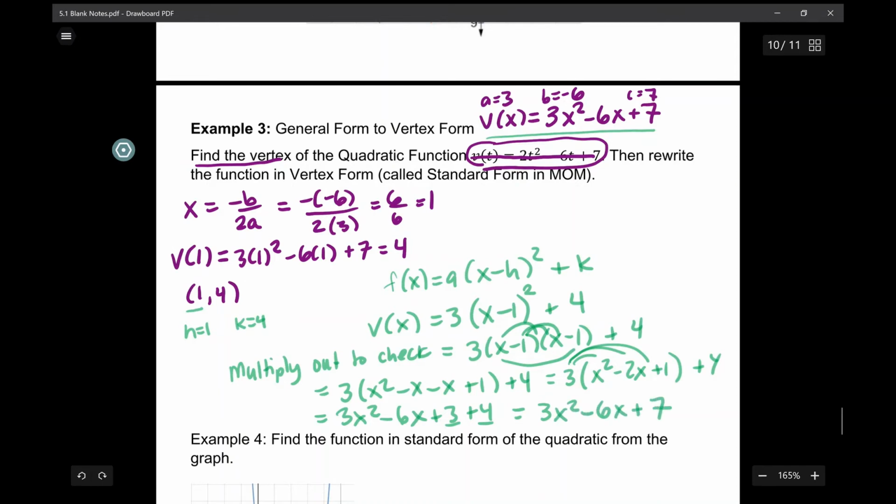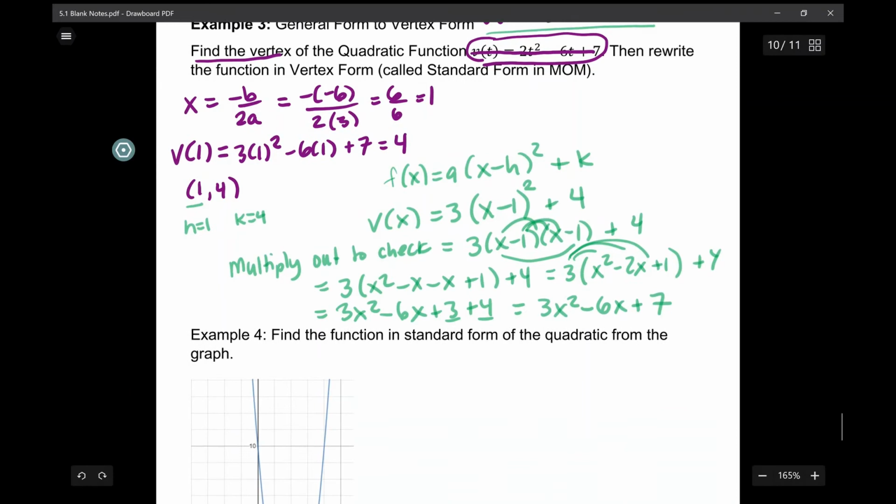All right, so this is how we go about it if we're given a quadratic function that's in general form. We can rewrite it into vertex form by simply finding the vertex, plugging it into the formula for vertex form, and using the same a value. The a value is the same between the two forms. All right, let's try and find another one.